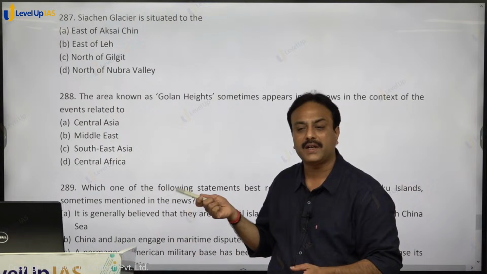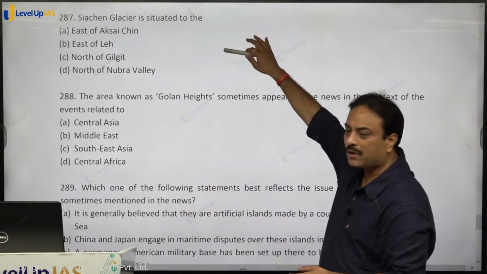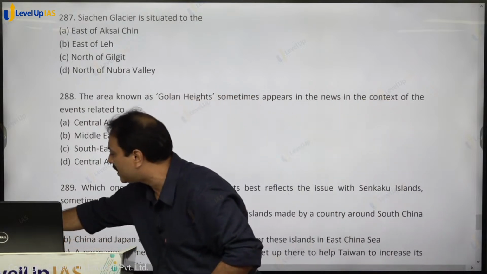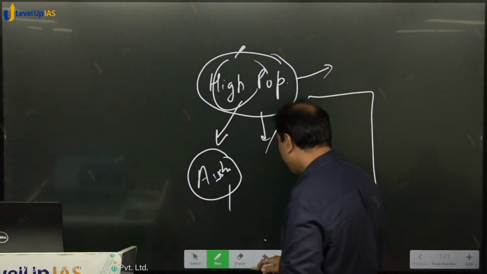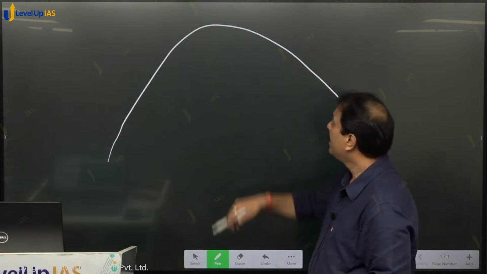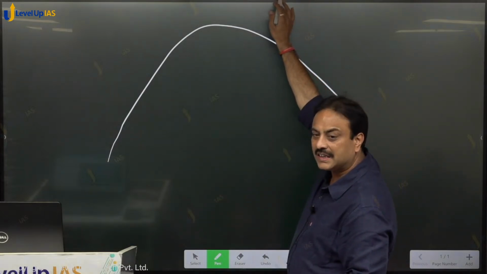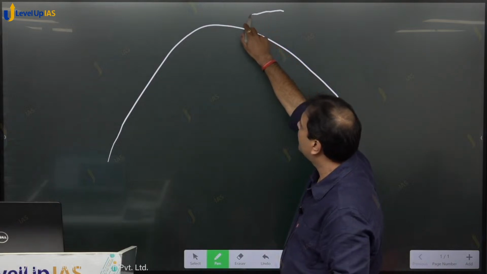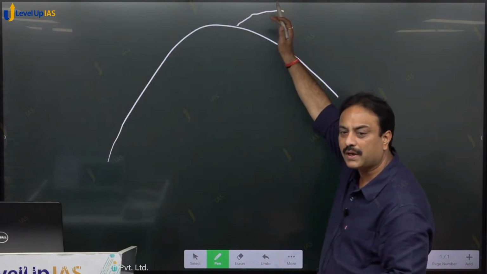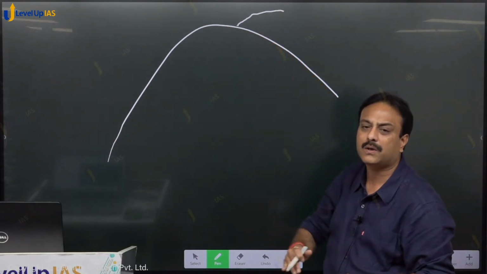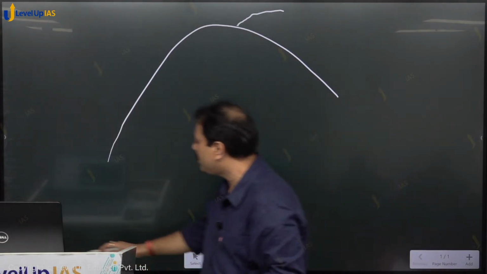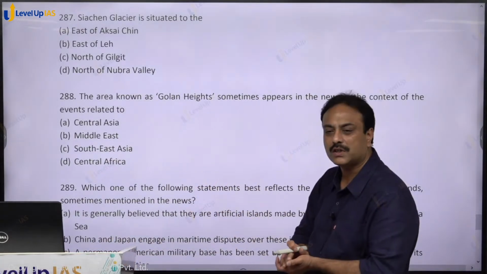Next is north of Nubra Valley. So from Siachen in the north, river Nubra originates. From here Indus, if you go by the rough sketch over here, Indus flows somewhat like this, right? Somewhere over here there is Siachen Glacier. A river will be generated and it will join river Indus, that is river Nubra. So Siachen is located over there. So Nubra river is south of Siachen Glacier and the option is saying there north of Nubra Valley.